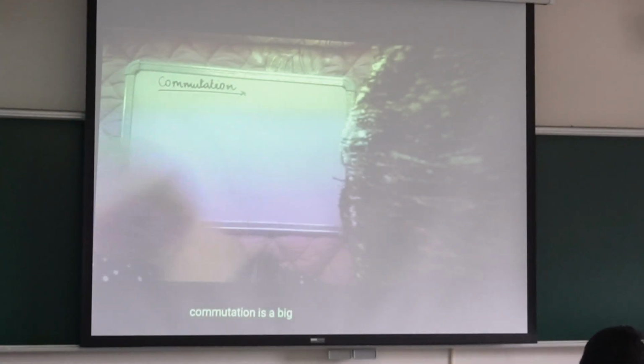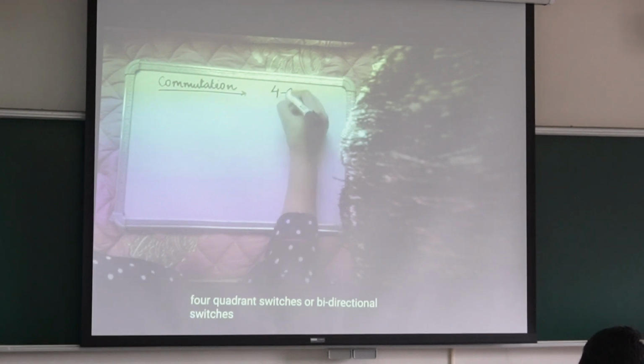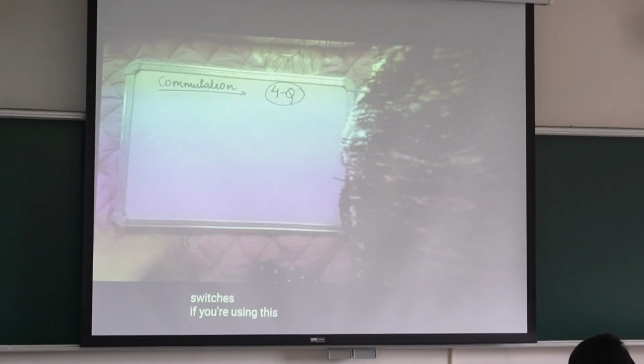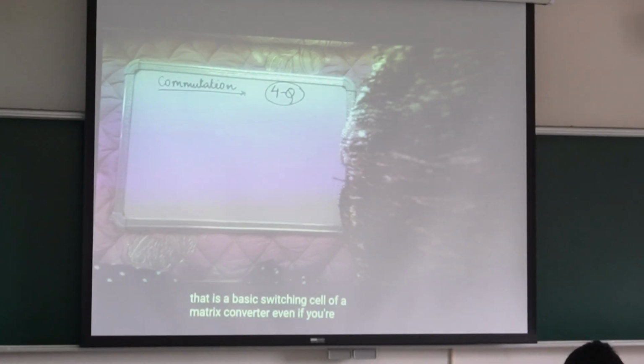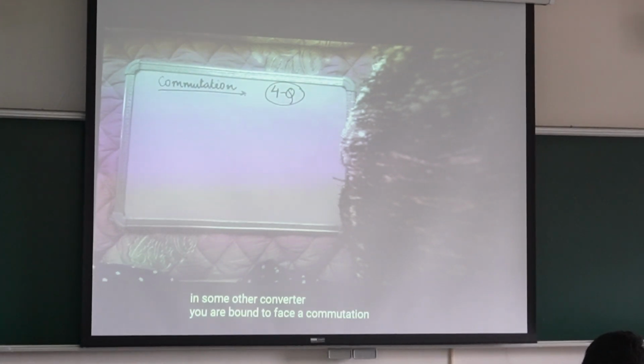Commutation is a big issue when we talk about four-quadrant switches, or bidirectional switches. Using this bidirectional switch, which I showed is the basic switching cell of a matrix converter, commutation is a big issue. Even if you're using it in some other converter, you are bound to face a commutation problem.